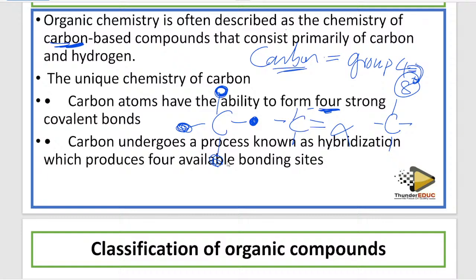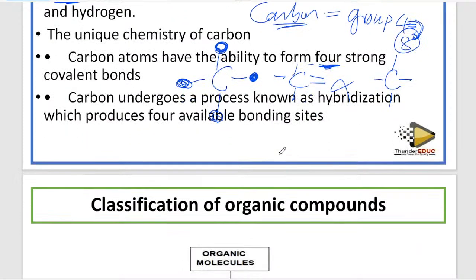Carbon can undergo a process known as hybridization, meaning that it can allow other sites, it can allow other electrons to be bonded with this molecule. We're going to see it, but not that much, but we'll just understand the concept as we continue.